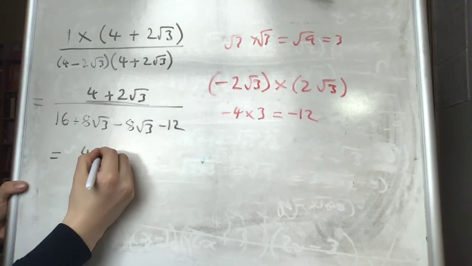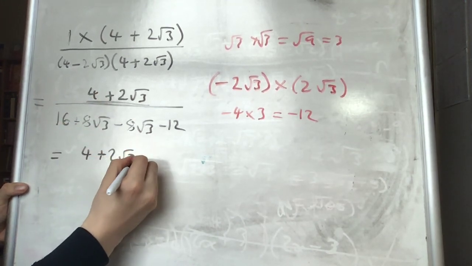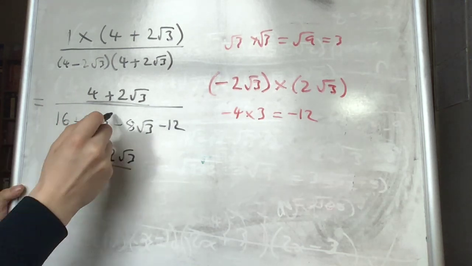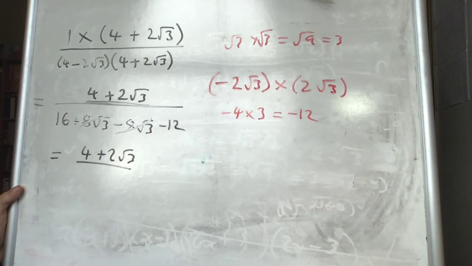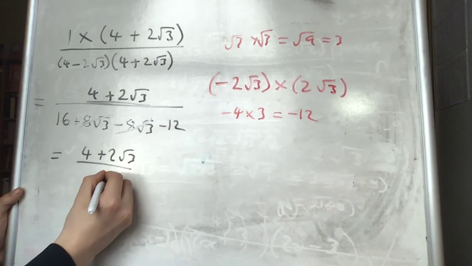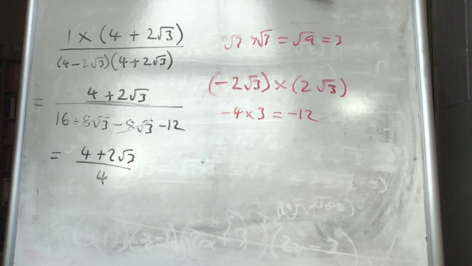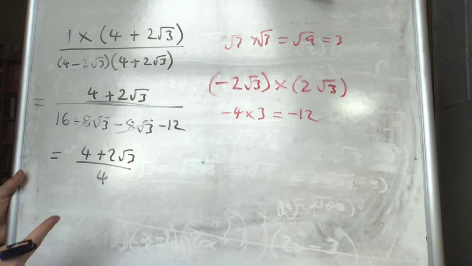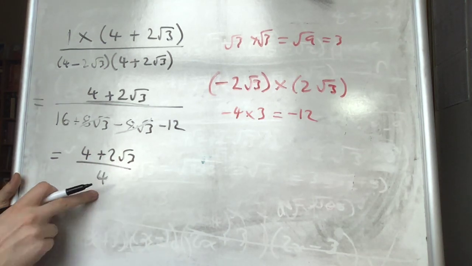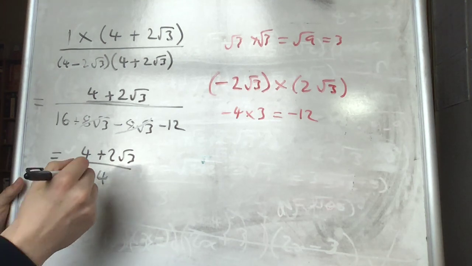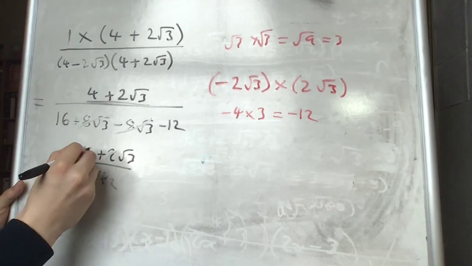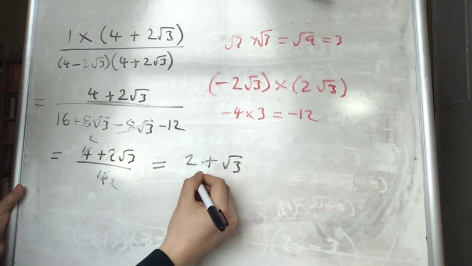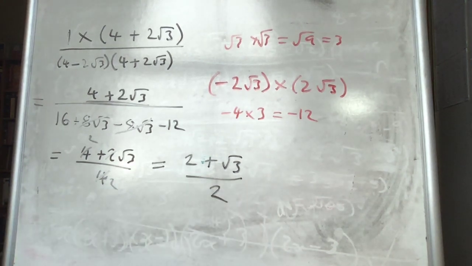So the numerator is still exactly the same, but the bottom, we could cancel out the plus 8 square root of 3 and the minus 8 square root of 3, and then 16 minus 12 will give us 4. Okay, and you may think this is the final step, but there is one thing that we can do. We can see that this is completely divisible by 2. We can divide this part by 2 and this part by 2, and therefore also the denominator by 2. So if we divide it all by 2, that will give us 2 plus the square root of 3 divided by 2. And then that gives us our final answer.